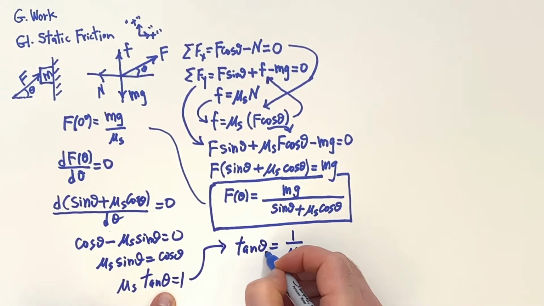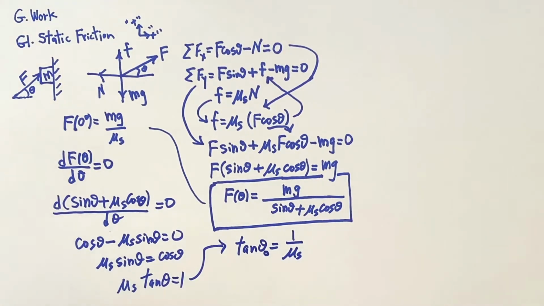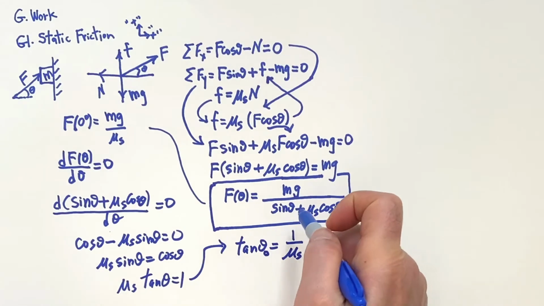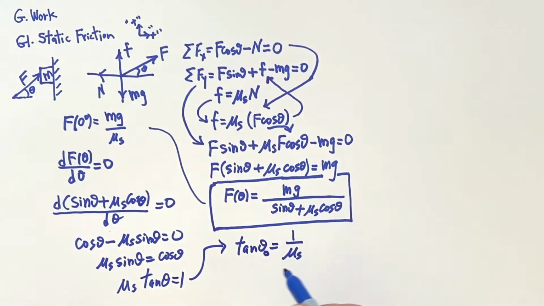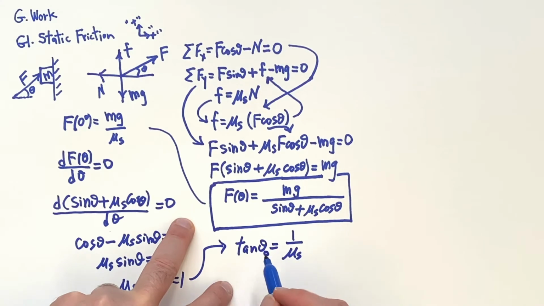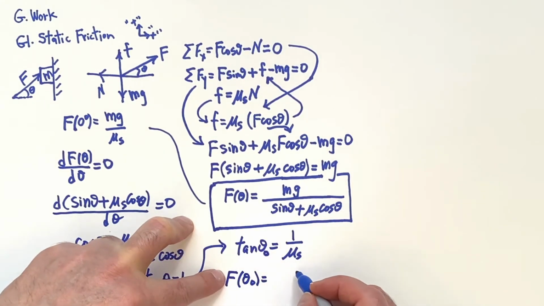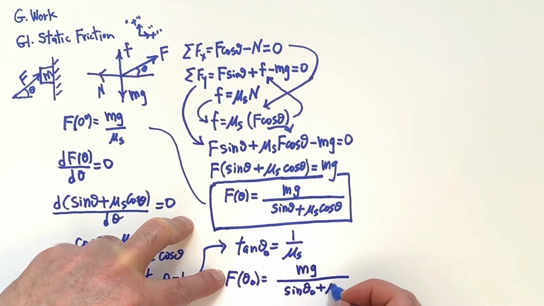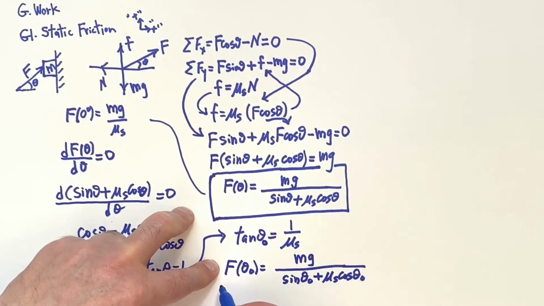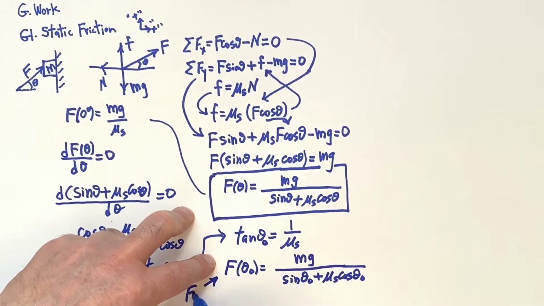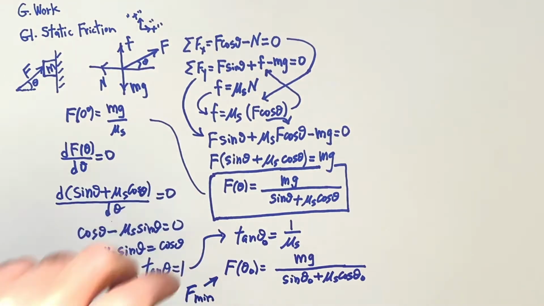Now I'm going to add a little subscript here so that angle is a specific angle, while in the top case, the angle here varies. So this is the condition for the best force. And if I put that into the force equation, I'm going to have the minimum case. It's going to be mg over the sine of theta naught plus mu s cosine theta naught. And this is going to be equal to some force minimum, the minimum force.